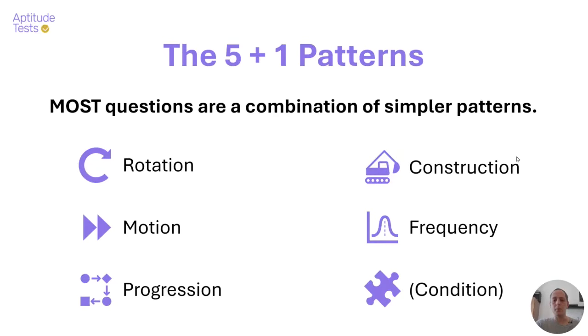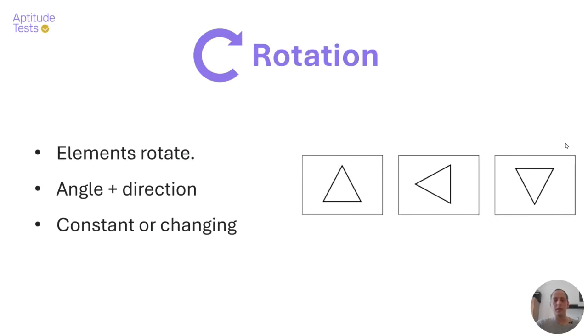Okay, so the 5 basic patterns are rotation, motion, progression, construction, and frequency. These are more common. The last pattern, which is condition, is less common than the previous 5. That's why I call it the 5+1 patterns. And it is also considered a more challenging pattern and will appear in the more advanced questions of this test. Okay, so let's go over these basic patterns.